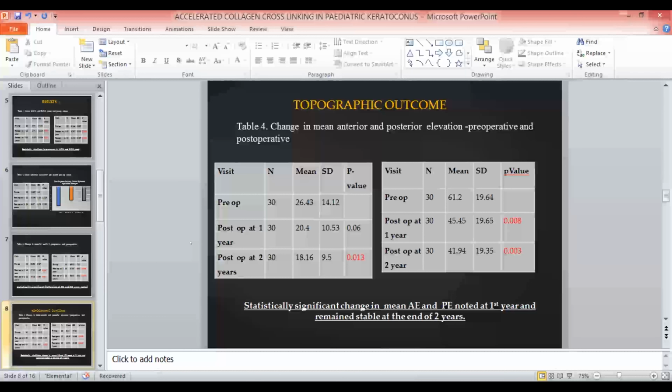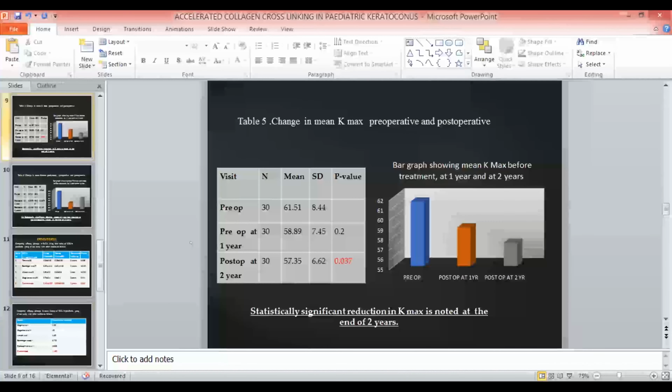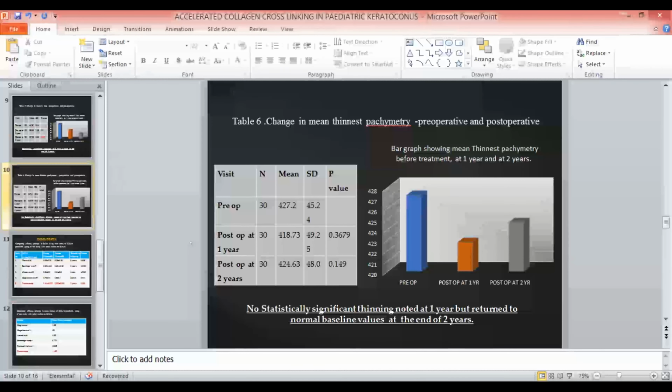Coming to the topographic outcome, when we see the change in the mean anterior and posterior elevation compared to preoperative, there was a statistically significant change at the end of the first year, and that also remained stable at the end of 2 years of follow-up. The change in mean K max has also shown statistically significant reduction at the end of 2 years. When we see the thinnest pachymetry, the change was very minimal at the end of 1 year, and it also returned to the normal baseline values at the end of 2 years of follow-up.